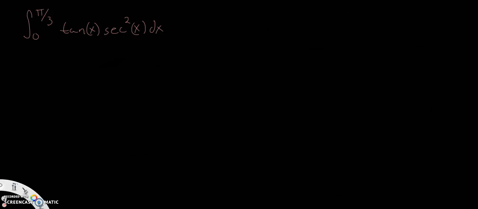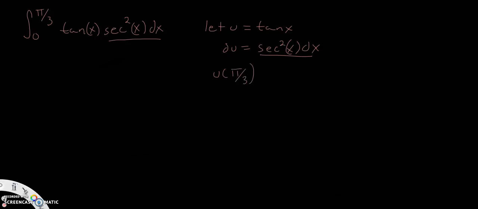So now, can we make secant into tan? No. But can we make tangent into secant? Yes. So what we're going to do over here is we're going to say let u equal tan x. So du is going to equal secant squared x dx. So this and this are equal. But when you do these, it's also easier if you just do u of pi over 3 and also u of 0. So now u of pi over 3 is a 60-degree triangle.